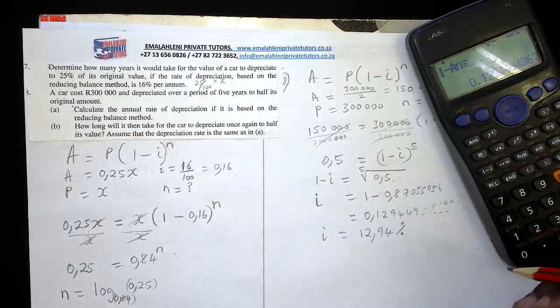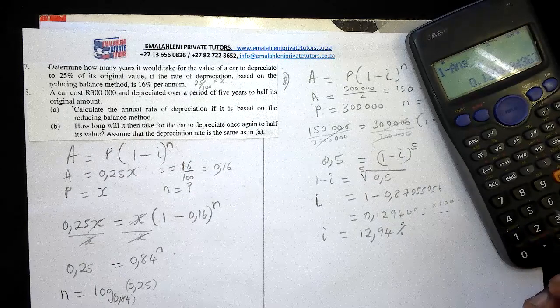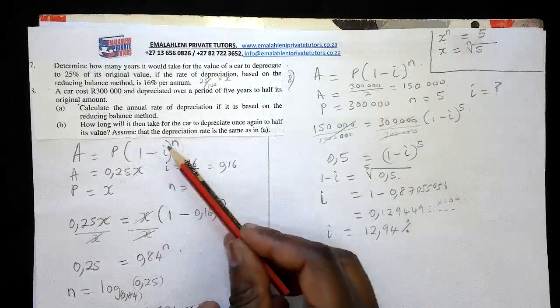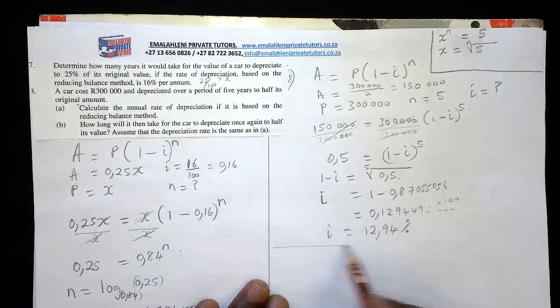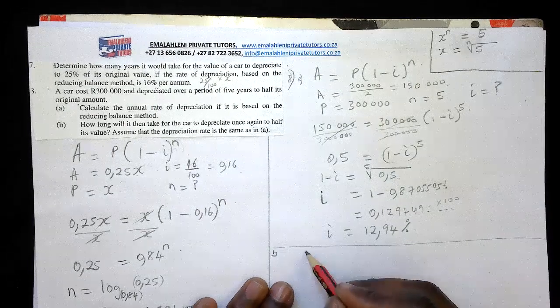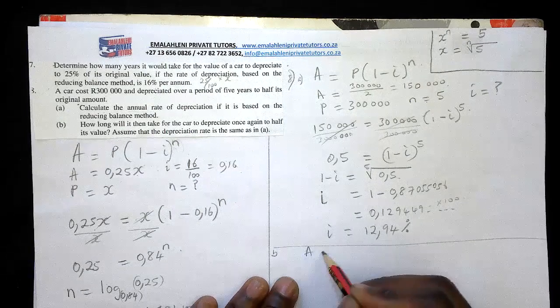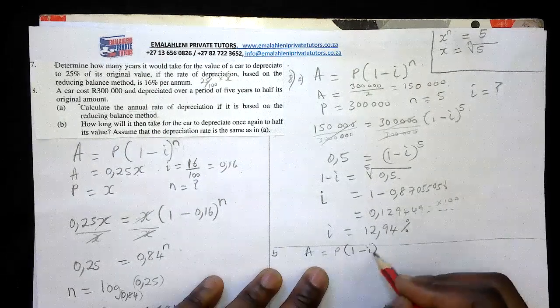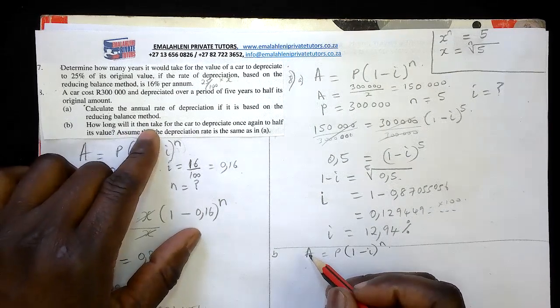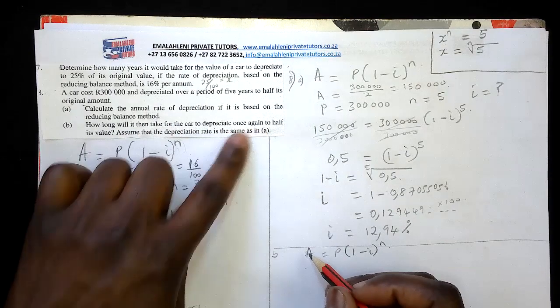Then how long will it take for the car to depreciate once again to half of its value, assuming the depreciation rate is the same? Now remember, here we're looking for n. So what are we going to do? On our part B, this was our part A. We are told that A is equal to P(1 minus i) to the power of n. Then what is given to us? How long will it take for the car to depreciate once again to half of its value?